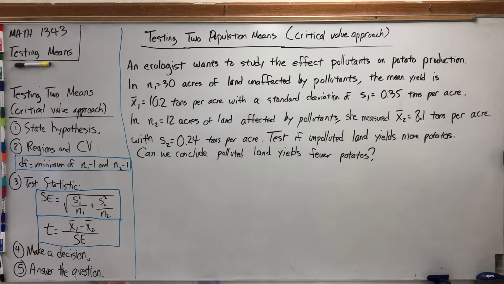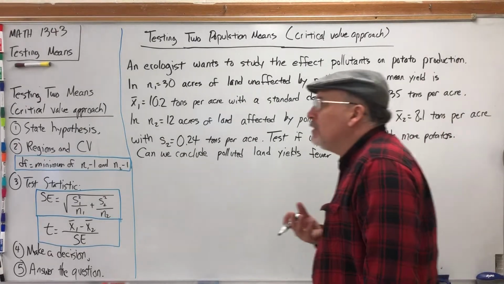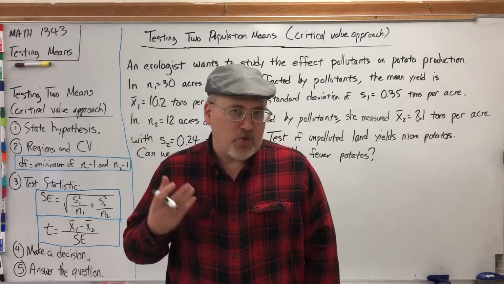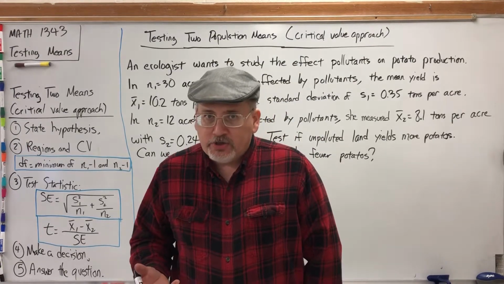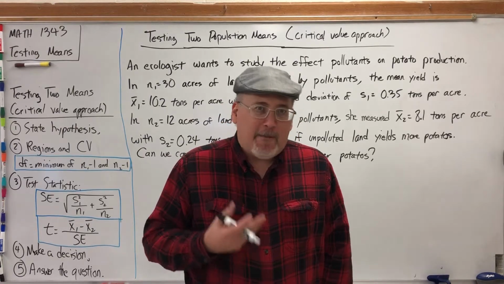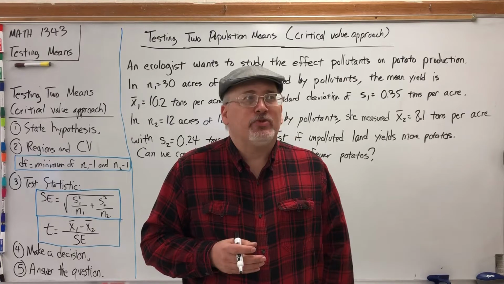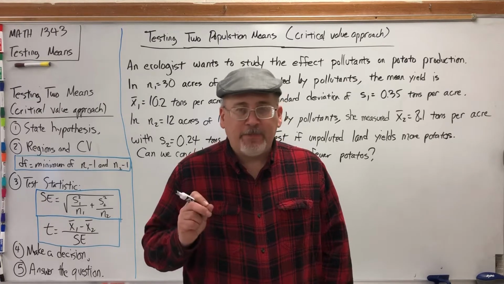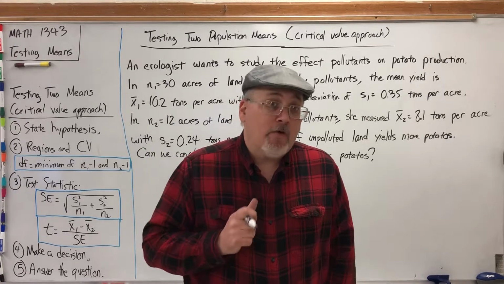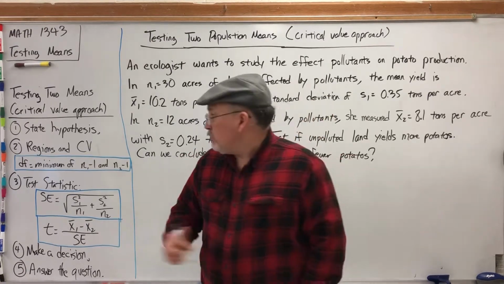Math 1343, testing means. Testing two population means, critical value approach. Just like in the previous series of videos, when we transitioned from testing one population proportion to testing the difference in two population proportions, we only have to make a minor change or two as we transition from testing one population mean to testing the difference in two population means. We'll go over the example behind me in just a moment, but I just wanted to briefly go over what those changes are.